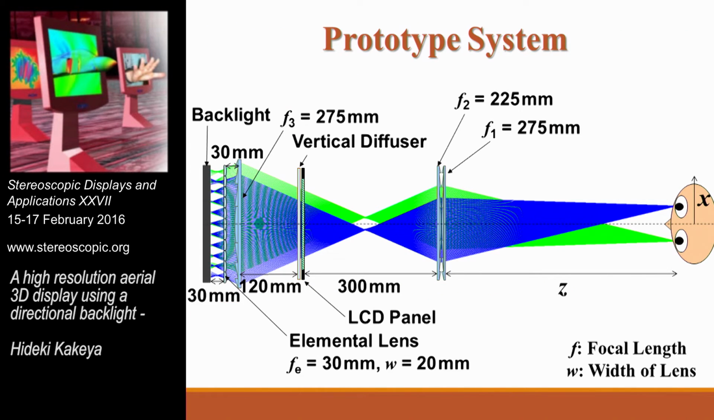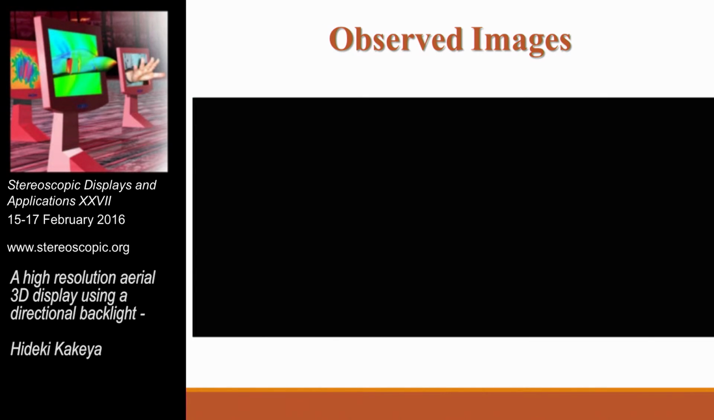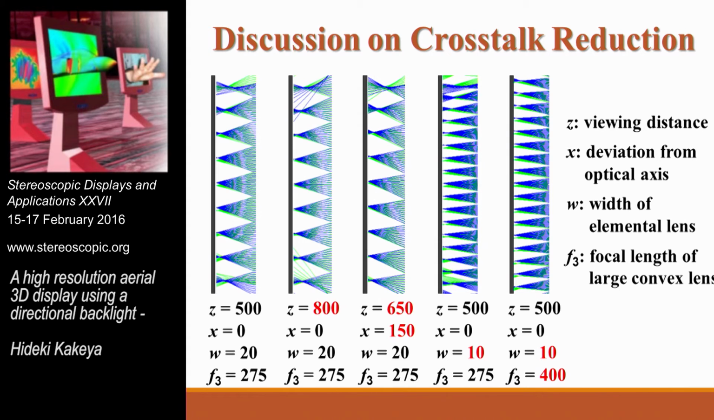And another point is that if we use a lens with a large focal length here, then the aberration becomes smaller. So we can show a very large image without crosstalk. It's just simulation based. We haven't made this system, but theoretically we can enlarge the area of little crosstalk.